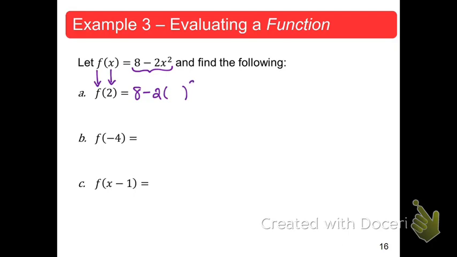There was an x there, so I'm just going to leave a space for it. And then I've got my squared. And we said we were going to plug in 2 for x, so we're going to put a 2 there. And then we work that out. So you got 8 minus 2 times 2 squared is 4. And then you got 8, you got negative 2 times 4, so minus 8, which is 0.